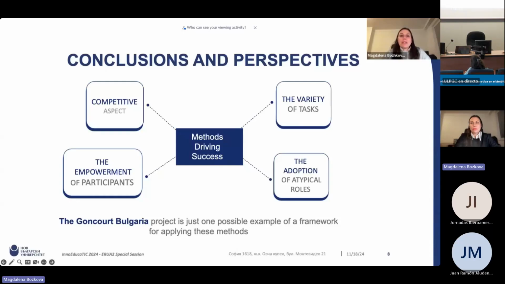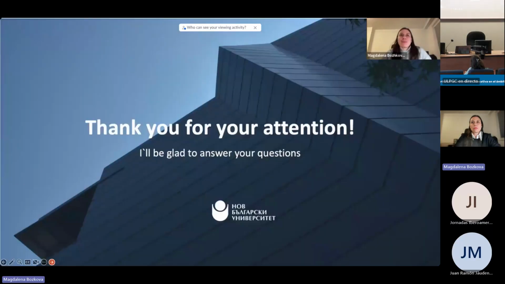our pleasure in reading. So this competitive aspect, the empowerment of participants, the variety of tasks, and the adoption of atypical roles serve to move away from the conventional model of presenting information and requiring its often uncritical memorization and reproduction. It is extremely important to know that the Goncourt Bulgaria project is just one possible example of a framework for applying these methods. And I want to thank you for your attention, and I'm glad to answer all your questions.